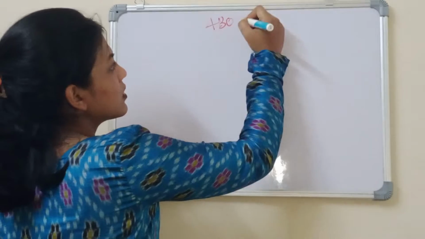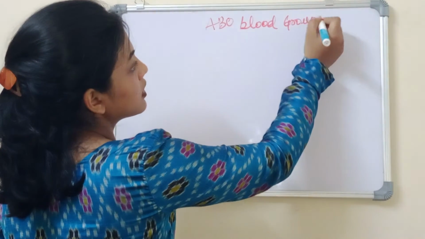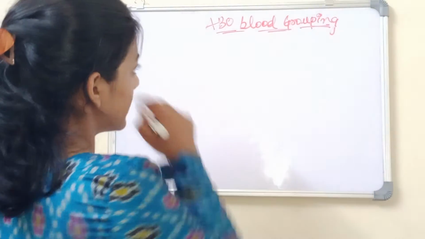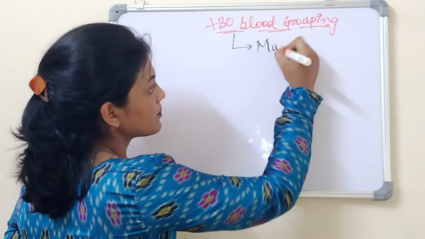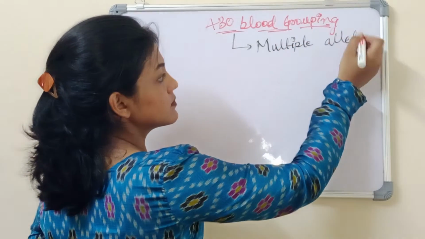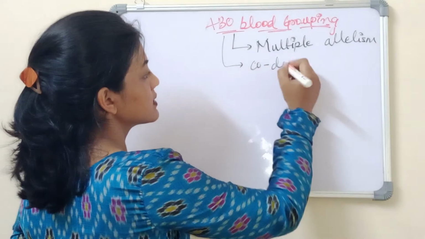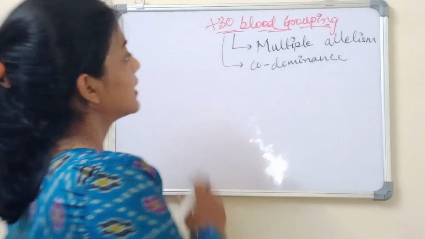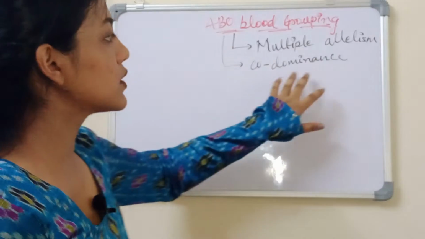ABO blood grouping. ABO blood grouping is an example of multiple allelism. It is also an example of codominance. Okay. ABO blood grouping is an example of both multiple allelism and codominance.